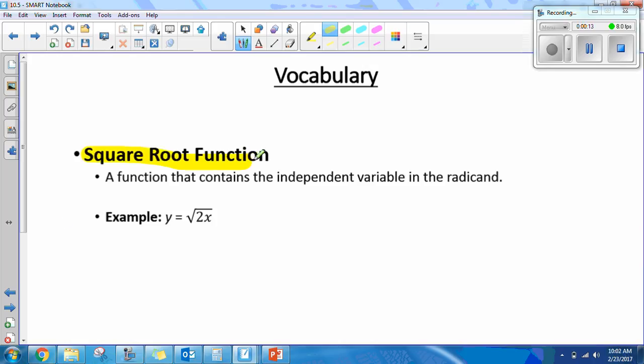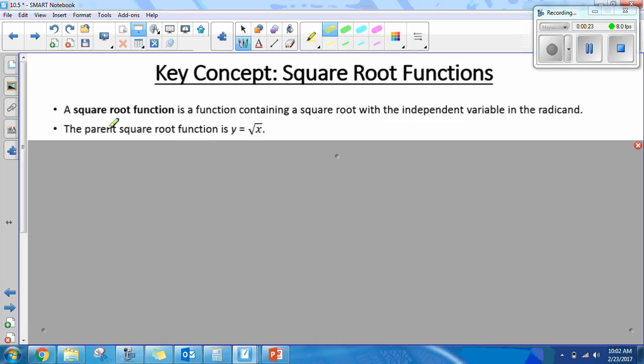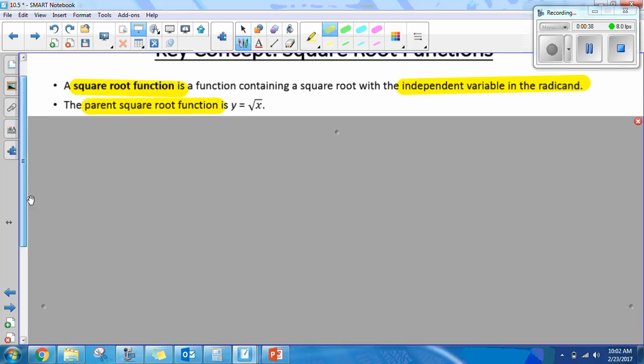Vocabulary. A square root function is a function that contains the independent variable in the radicand. An example is y equals radical 2x. A square root function is a function containing a square root with the independent variable in the radicand. The parent square root function is y equals radical x.